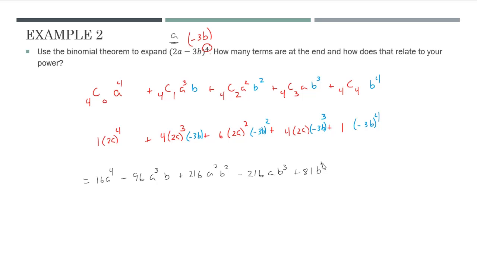So there we go. We have expanded this out using the binomial theorem. Again, can you imagine doing this 4 times, having to do FOIL and distribute and combine like terms? Oh, so much easier doing it this way.